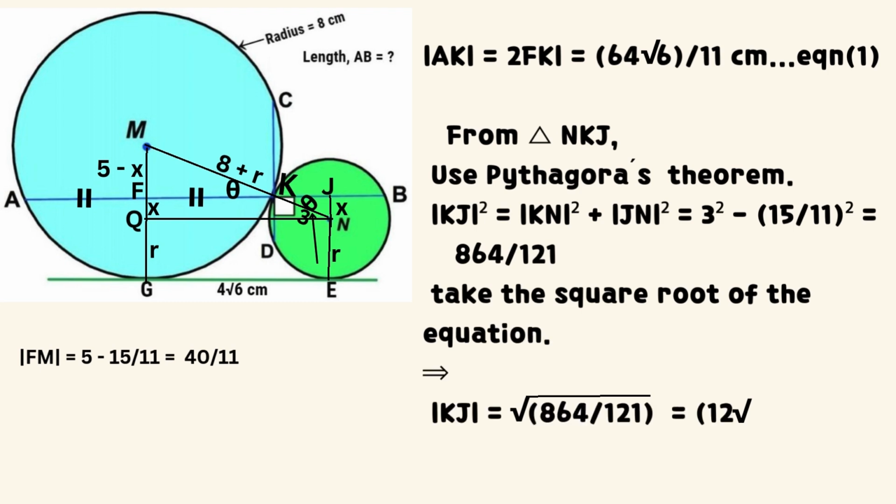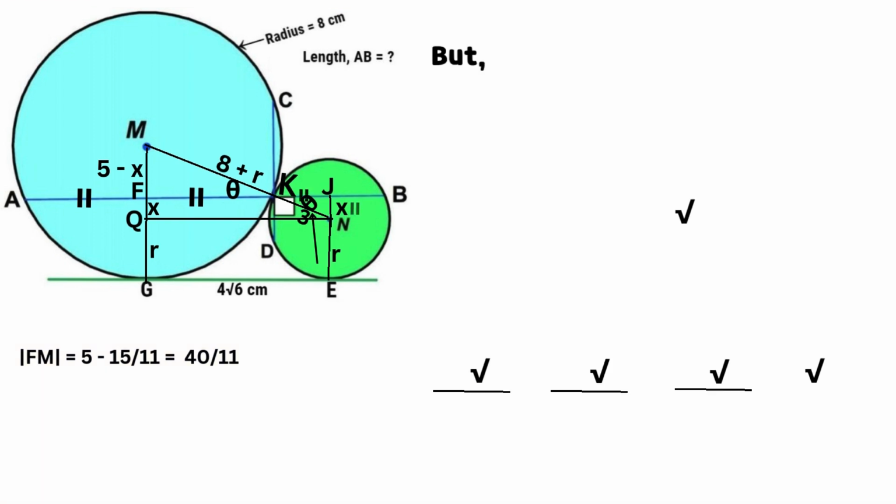From triangle NKJ, use Pythagoras' theorem. The square of line KJ equals the sum of the square of line KN and the square of line JN, which equals 864 divided by 121. After simplification of substituted values, take the square root of the equation. It follows that line KJ equals the square root of 864 divided by 121, which equals the product of 12 and the square root of 6, all divided by 11 in centimeters.